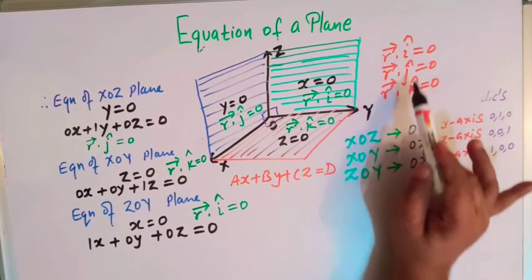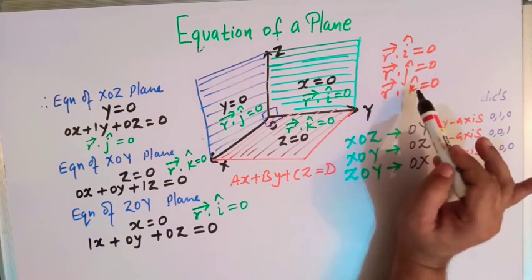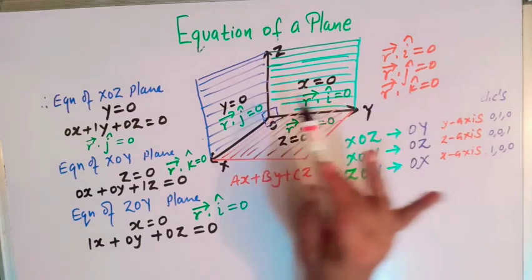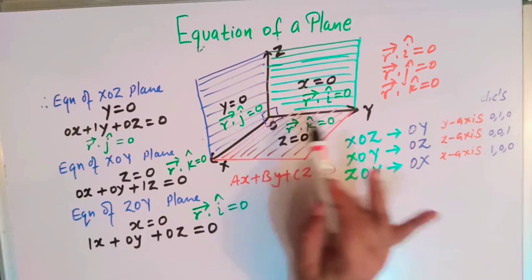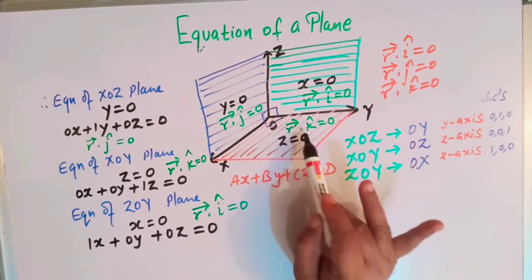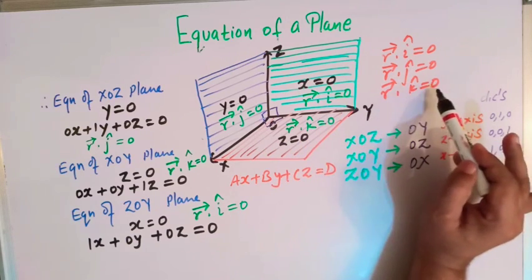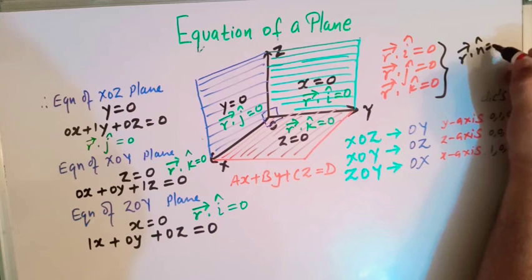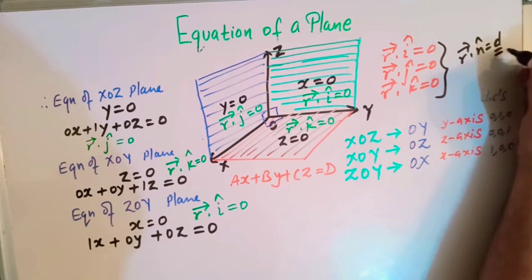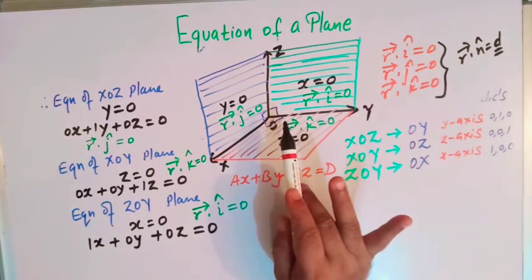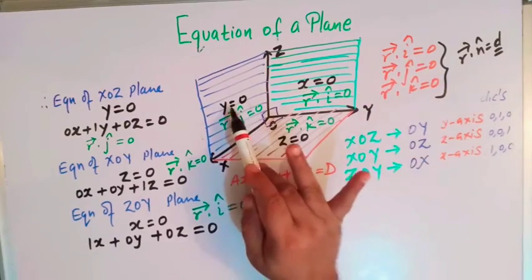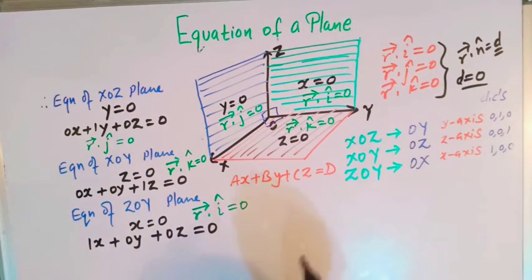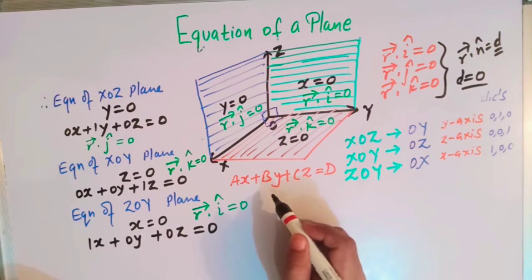Now viewers, these three vector equations represent that the distance of these planes from origin is 0, right? For example, for the plane XOY, the equation is vector r dot k cap equal to 0, and if we compare these three equations with the standard equation of a plane, that is vector r dot n cap equal to d, then this d represents the distance of the plane from origin, and in case of these three planes the value of d is 0, right?